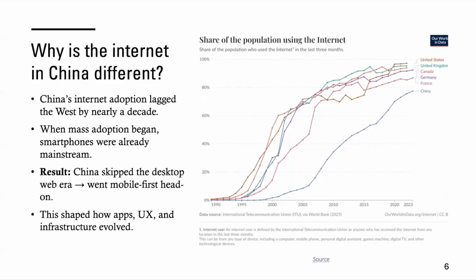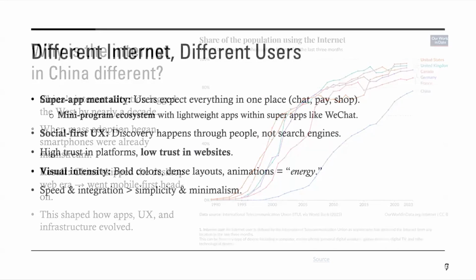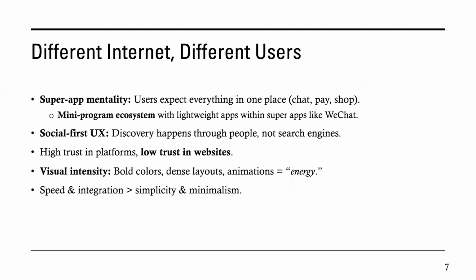And this shaped how the apps, the user interface and user experience evolved in mainland China as well. And this is not the only reason. The other reason is that there was the Great Firewall, which protected the Chinese internet from the internet available to the rest of the world, which means the Chinese internet evolved a bit separately, right? Because of this, they had a super app mentality. Users wanted everything in one place. They wanted one platform instead of going to different websites for different things.